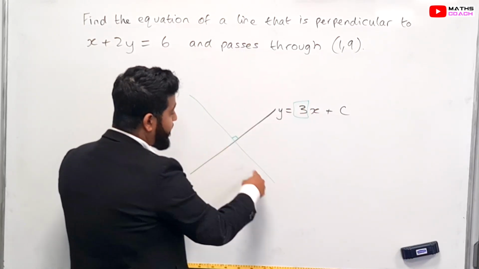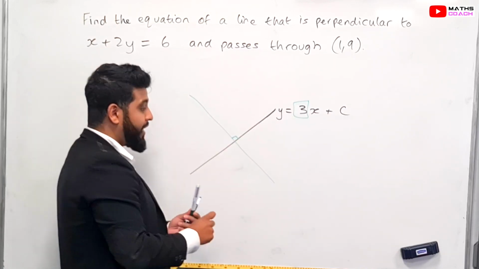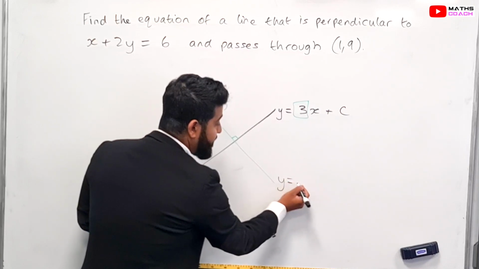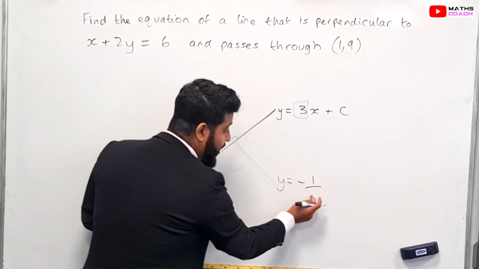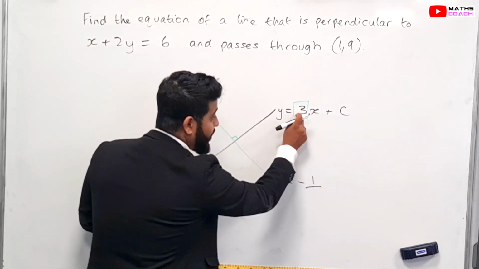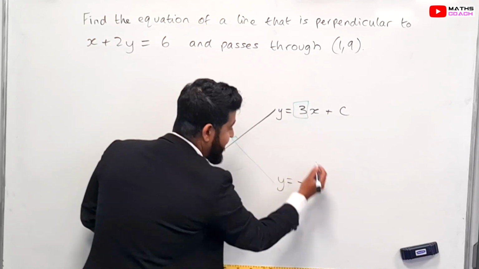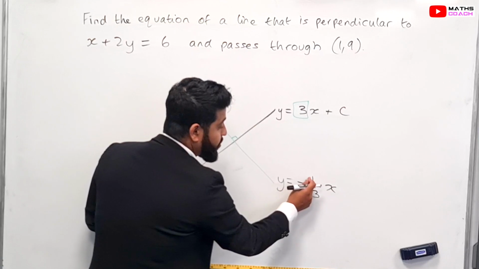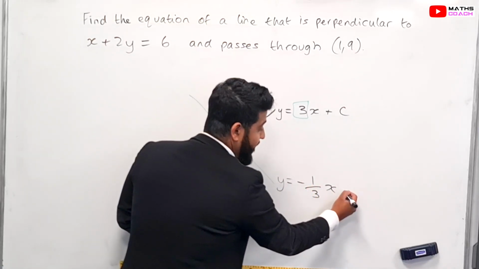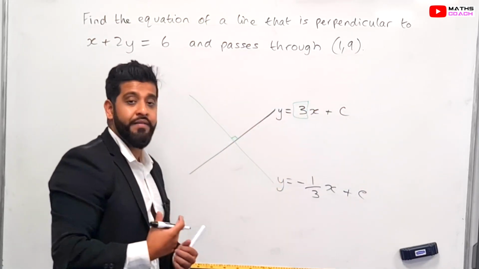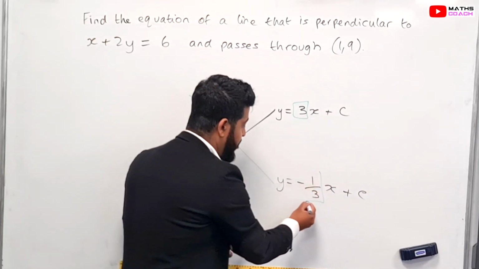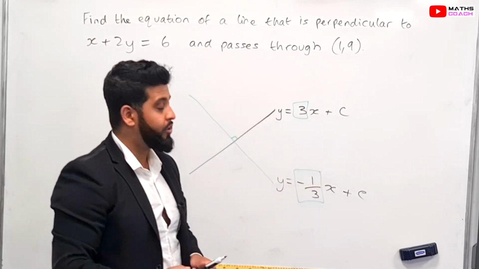So what would the gradient of something that is perpendicular to this be? It will be the negative reciprocal, which simply means minus 1 over whatever the gradient of this one is. So in this case, it's 3. The equation of this would be y is equal to minus 1 over 3x plus something. Again, that something can be any value. So that's what it means when two lines are perpendicular to one another.